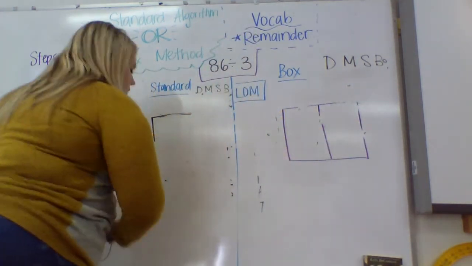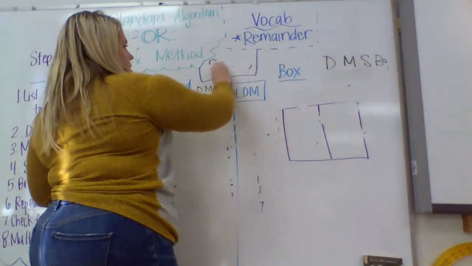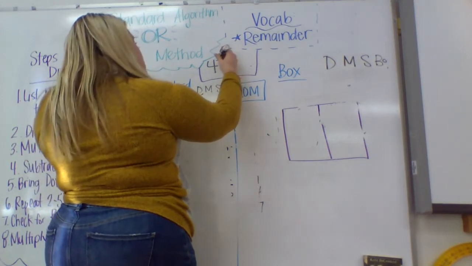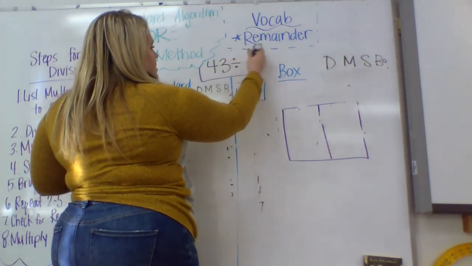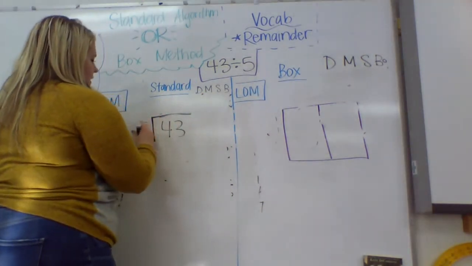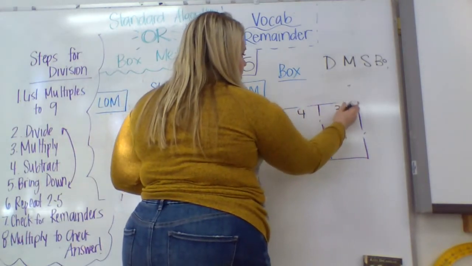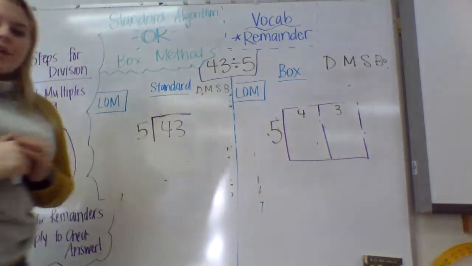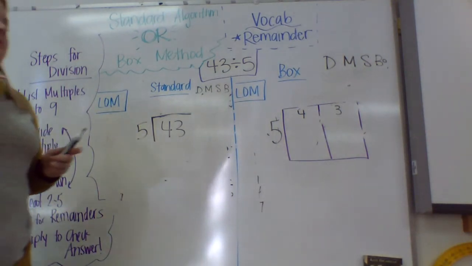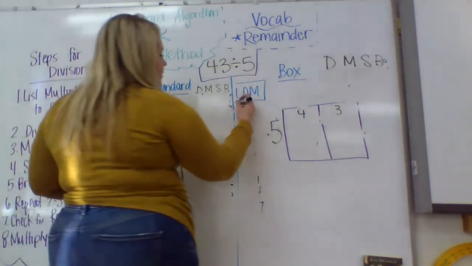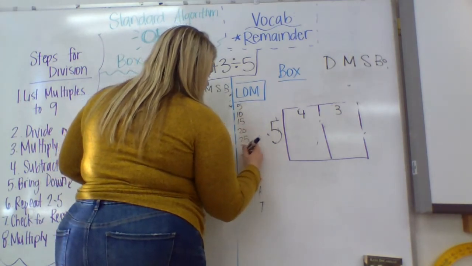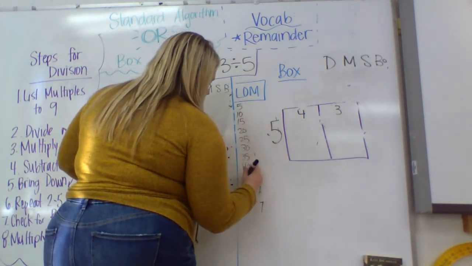Okay, we are going to do 43 divided by 5. We're actually going to start with the box method this time so we can see that answer before we do standard. So I know my first step is always to list my first 9 multiples of 5. 5, 10, 15, 20, 25, 30, 35, 40, 45.